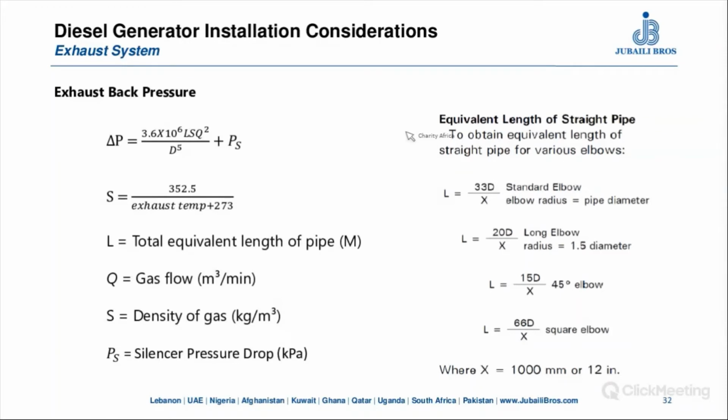The equivalent length of straight pipe, so let's say for example, we have bends, we have elbows. So we have to determine the equivalent straight pipe in order for us to calculate the exhaust back pressure. We can use the following equations in determining the straight pipe length. For the standard elbow, we have here. For the long elbow, we have this, the 45-degree elbow and the square elbow.